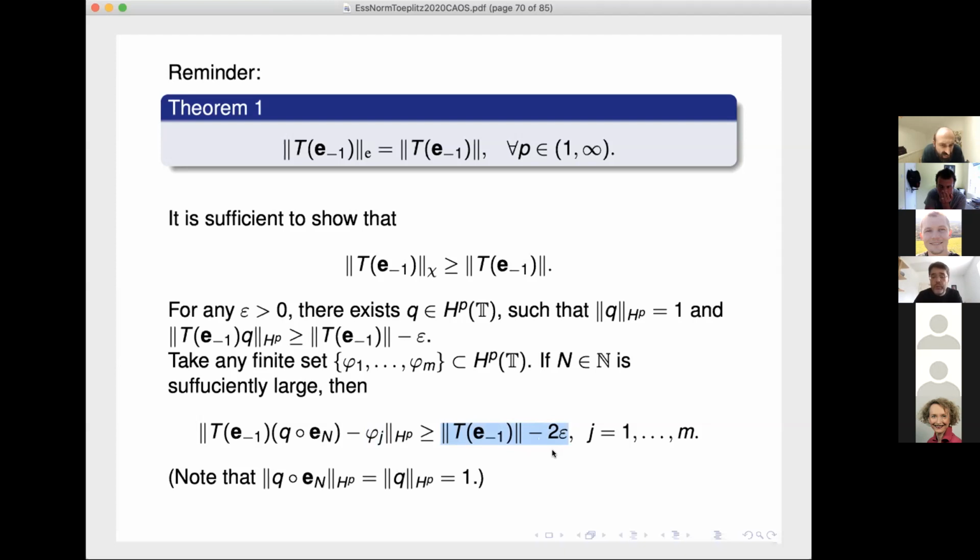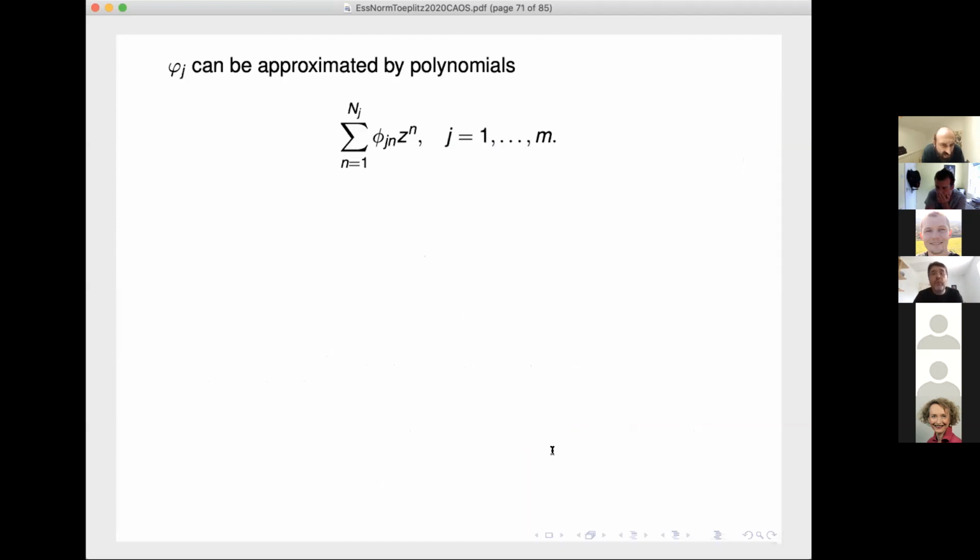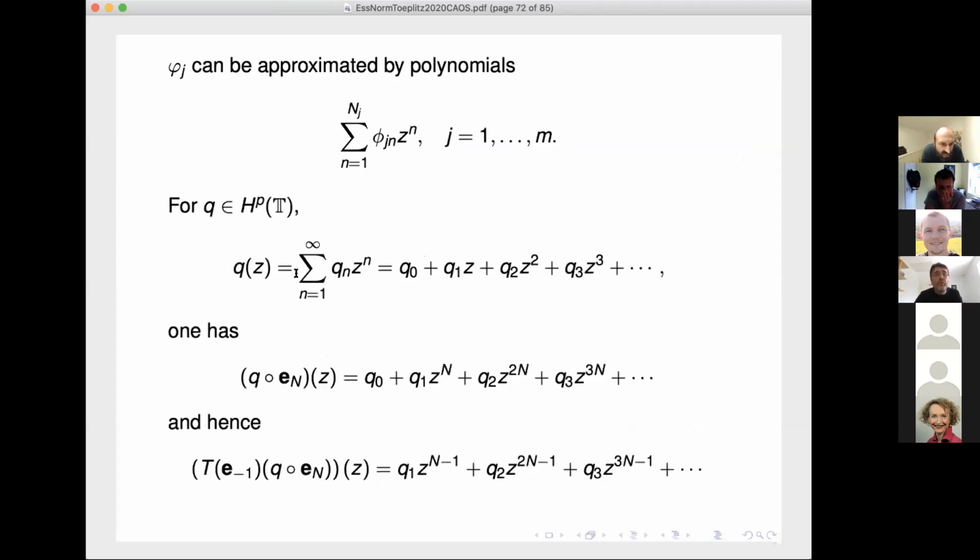And why this inequality is true is as follows. First, you approximate those finitely many points by polynomials, and then you see what your function does. So this is your function, q. When you compose it with z to the power n, every power becomes power n, right? When you multiply by z to the power minus 1, and then chop off the one negative term, you get this. Now, if n is large, you have guys that have different powers from those polynomials there. In L2, they are orthogonal. In LP, there is no orthogonality, but they satisfy that inequality. So this is what you want to do.